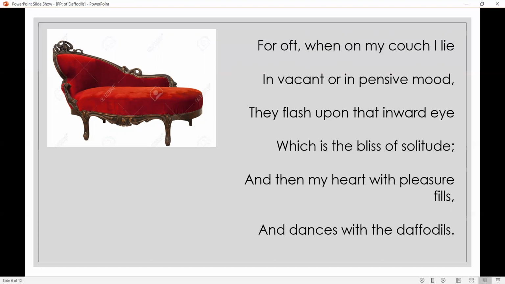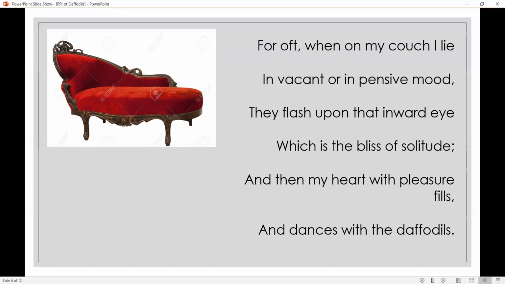And then my heart with pleasure fills and dances with the daffodils. So whenever the image of daffodils is displayed in his memory, it makes his feeling of loneliness disappear, just like when he first saw them. His heart matches the same happiness of the daffodils and dances along with them. Hope I was clear with the interpretation of the poem, children. Read the poem while you watch the video and understand the meaning of the words and the sentences.